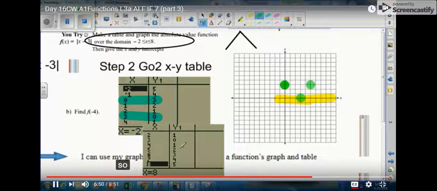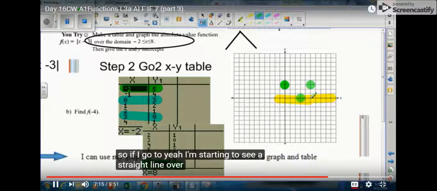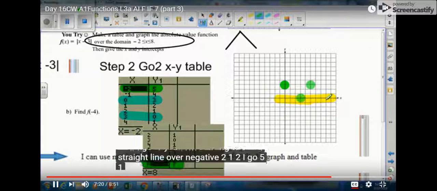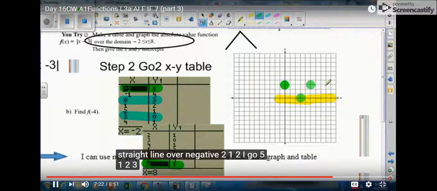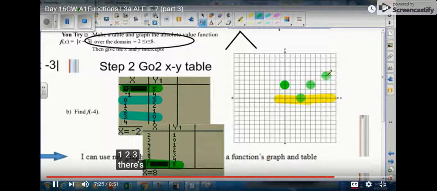All right. So if I go to 1, 2, 3, 1, 2, 3, 4, 5, 6, 7, 8, I'll go 5. 1, 2, 3, 4, 5. Yeah, I'm starting to see a straight line. If I go over to -2, 1, 2, I go 5: 1, 2, 3, 4. Guys, there's my straight line.